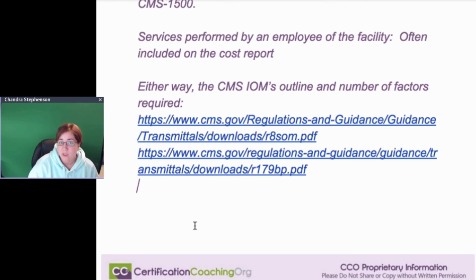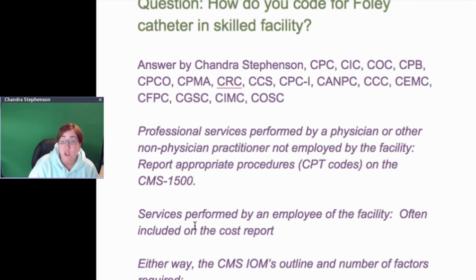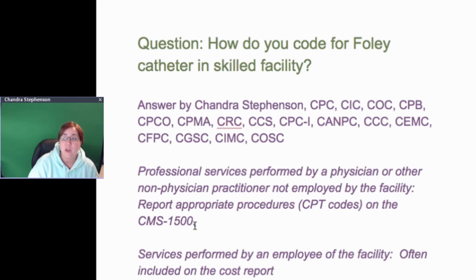Okay. But the answer is, if you're trying to determine how to code for a Foley catheter, you've got to know, who are you reporting for? Are you reporting for the physician or are you reporting for the facility? And the second question you need to know is, is that physician employed by the facility? Because if the physician's employed by the facility, oftentimes it rolls up on their cost report and actually gets reported by the facility.